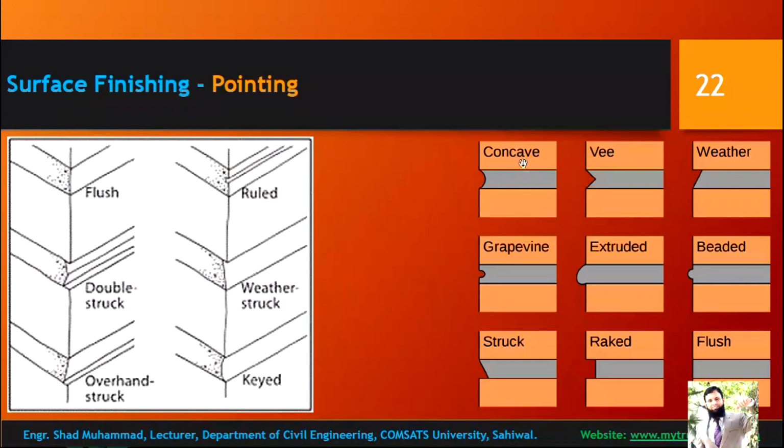This is just to see: concave pointing, V pointing, weather pointing, bedded pointing, extruded pointing, an extrusion has been made. Grapevine pointing, this is struck pointing, raked pointing, and flush pointing.